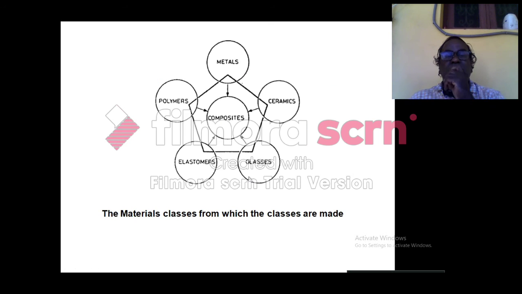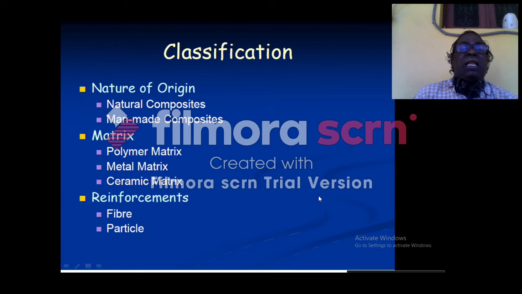In composite material, there are totally five types: polymer, metal, ceramic, glass, and elastomer. These are the material classes from which composites are made, so we get different materials based on the base. The classification is mainly done based on the nature of the origin, whether natural composite or man-made composite.